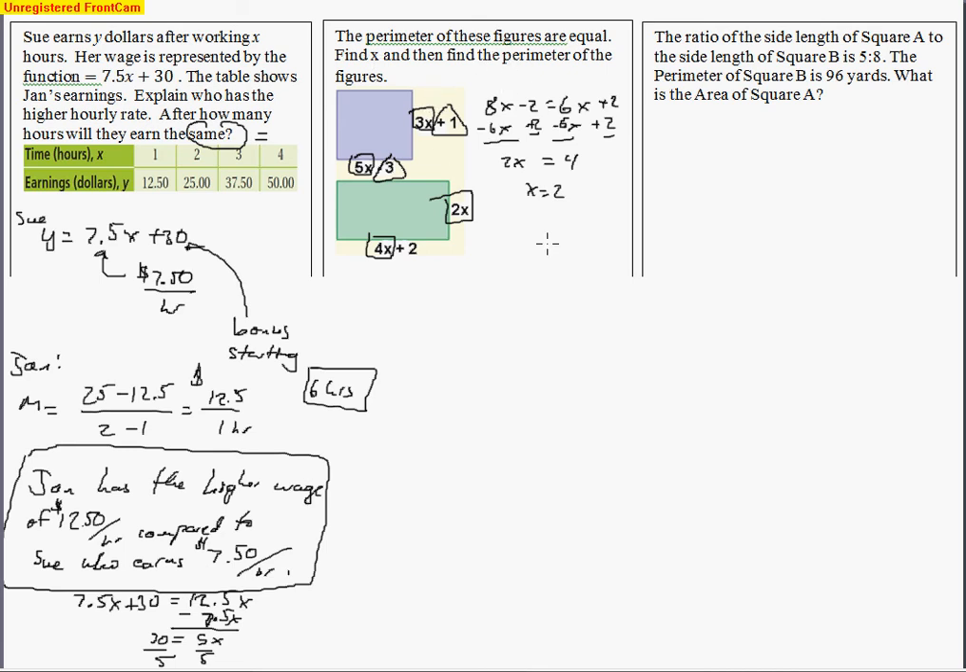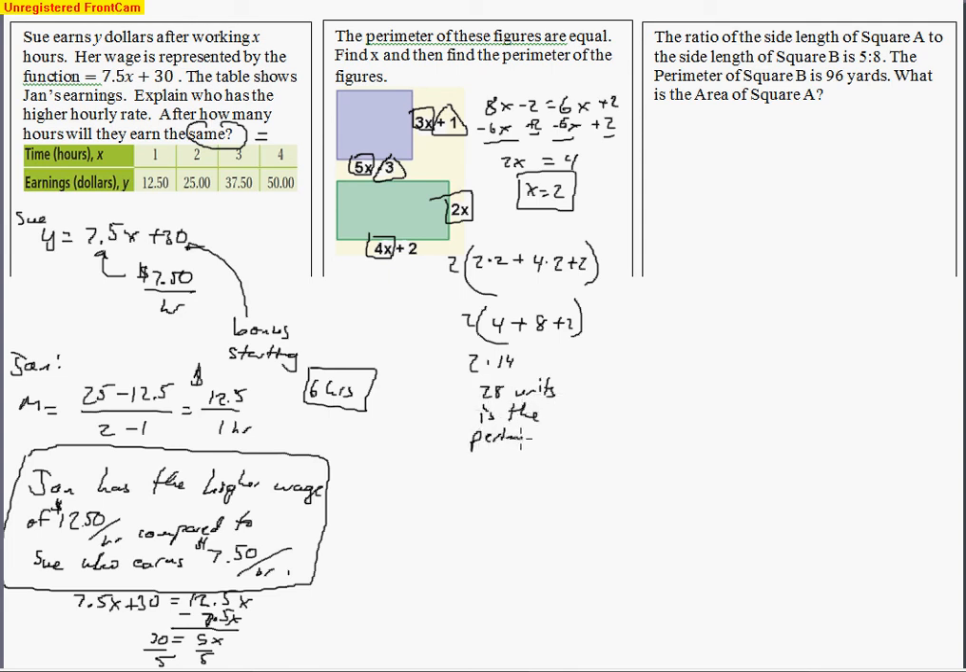It says find x and then also find the perimeter of the figures. Their figures are the same, so we found x, you just have to find one of them. So I'm going to do 2 times 2, so I'm doing this one here, plus 4 times 2 plus 2. And then I'm going to double that answer, and that's going to give me the way all the way around this figure. So this makes 4 plus 8 plus 2, and then times that by 2. So this makes 14 times 2 makes 28. 28 units is the perimeter.